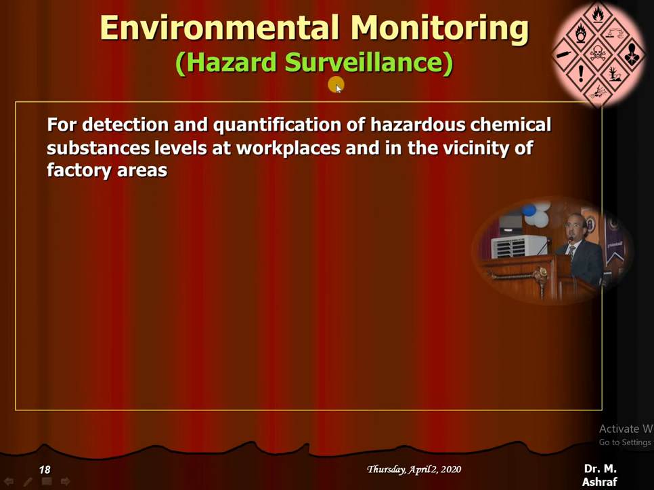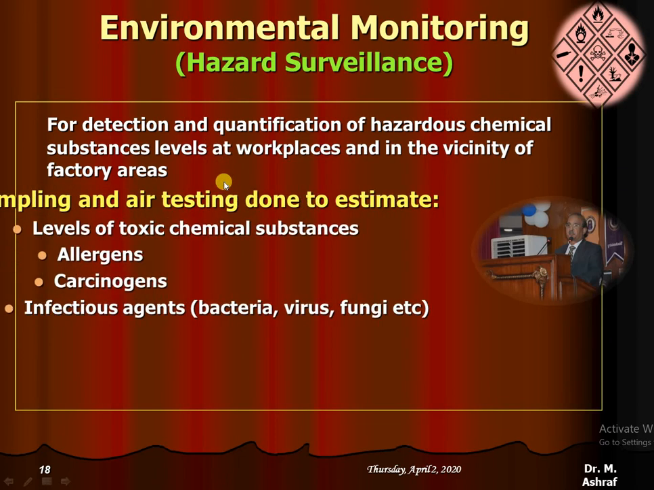Then environmental monitoring or hazard surveillance. Hazard surveillance is carried out for detection and quantification of hazardous chemical substance levels at workplaces and in the vicinity of factory areas. If the community is liable to be exposed, then these tests are also recommended for the community living near the factory, the exposure level in the vicinity, as well as the exposure level within the factory.